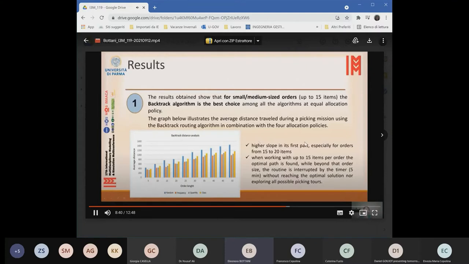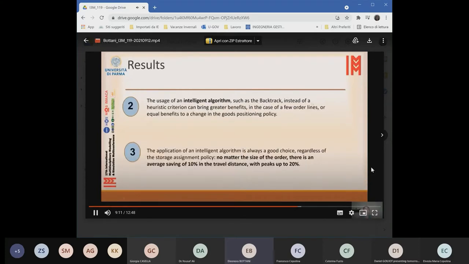allocation policies. Of course, a higher slope is observed in the first part, especially for orders from 15 to 20 items. When working with up to 15 items per order, the optimal path is always found, while beyond that order size, it is likely that the algorithm is interrupted because of time constraints without reaching the optimal solution, and probably not exploring all possible picking tours.